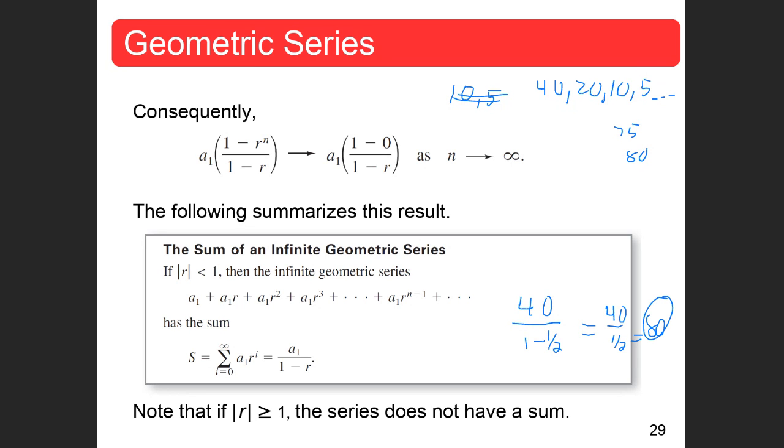That is just mind-blowing for some kids. But when you think about it, you're adding a smaller and smaller and smaller number onto that. It has to converge onto a specific number.